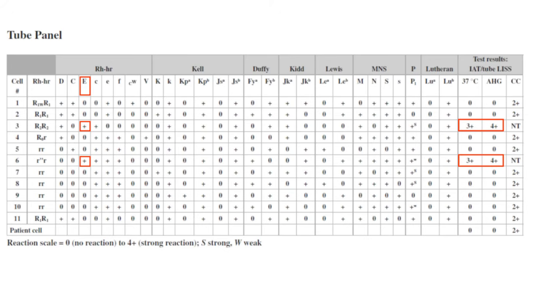So again, as in the first case, we're identifying an allo anti-big E here, which again, as we mentioned, is a clinically significant warm-reacting antibody to the E antigen, which is in the Rh blood group system. So it can cause delayed hemolytic reactions, and in females of childbearing age, hemolytic disease of the fetus and newborn.